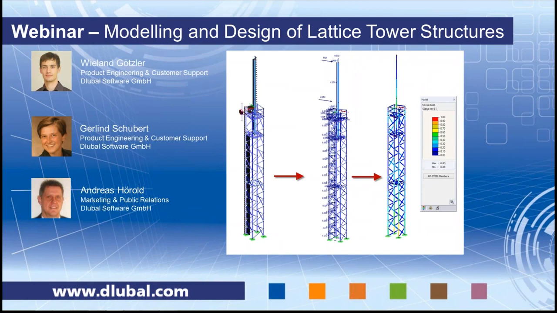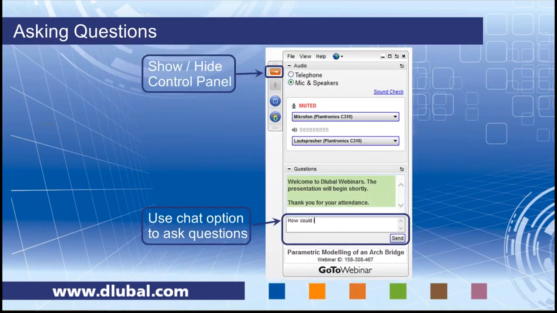But before we start with the webinar, I will show you some options for a control panel. On the top of the control panel you have an orange arrow to show and hide the control panel. There you can also switch to the sound check and sound configuration of your computer. And on the bottom of this panel you can write down questions which my colleagues will try to answer. If it's a more specific question, we will get in contact with you after the webinar.